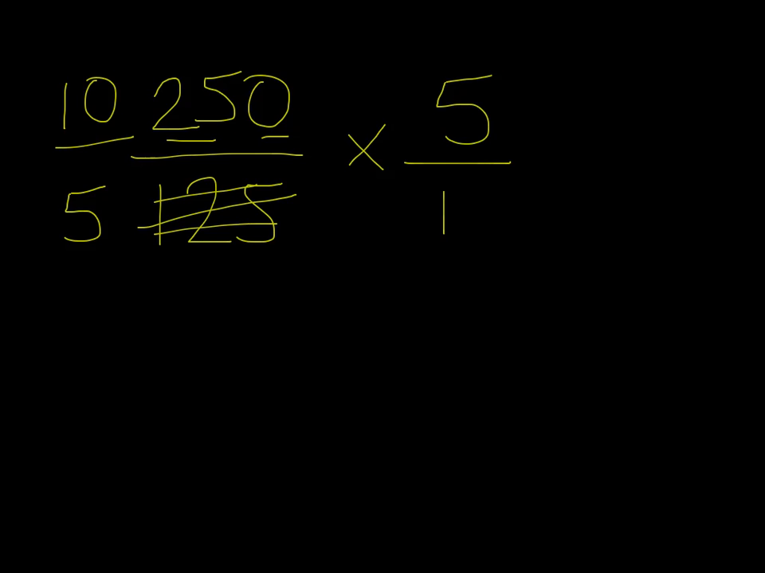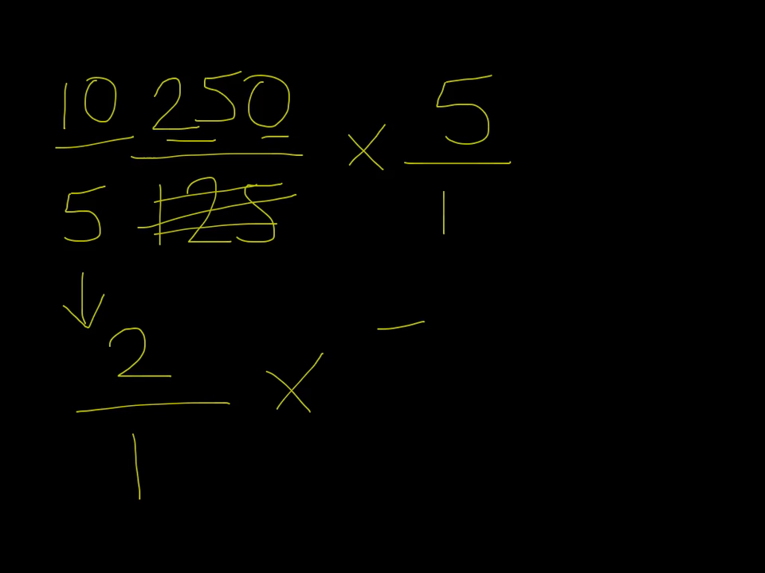So we now have 10 over 5. Again, both of those numbers are divisible by 5, so I'm going to cancel again. 10 divided by 5 is 2, and 5 divided by 5 is 1. So I've now got 2 over 1, which is the simplest form of saying 250 over 125.